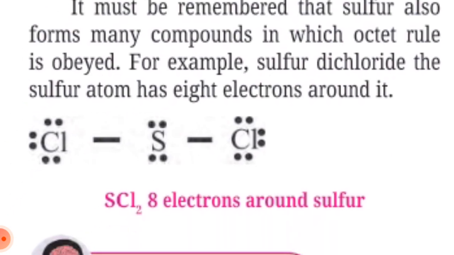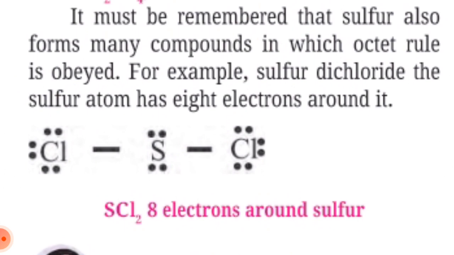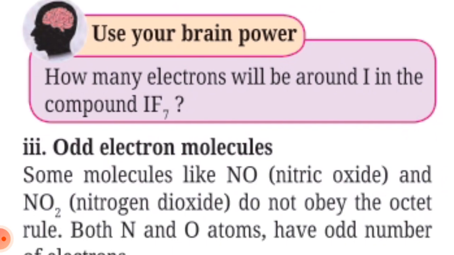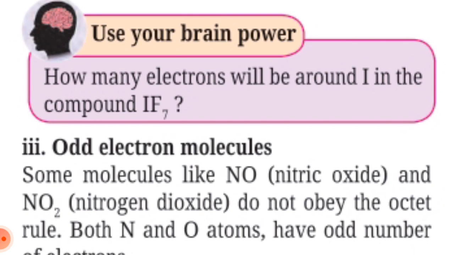It must be remembered that sulfur also forms many compounds in which the octet rule is obeyed. For example, in sulfur dichloride, the sulfur atom has 8 electrons around it. Sulfur dichloride, 8 electrons around sulfur. Use your brain power. How many electrons will be around I in the compound IF7?